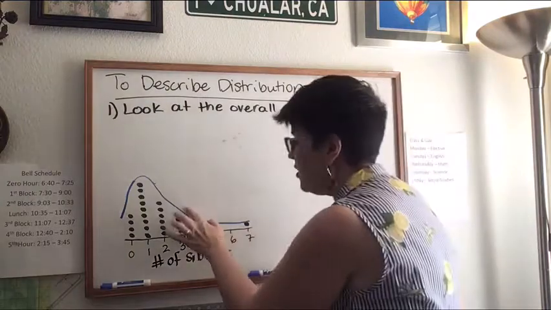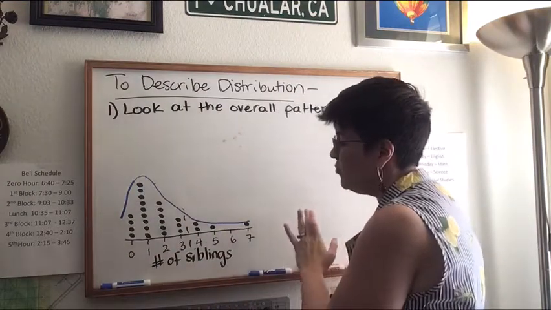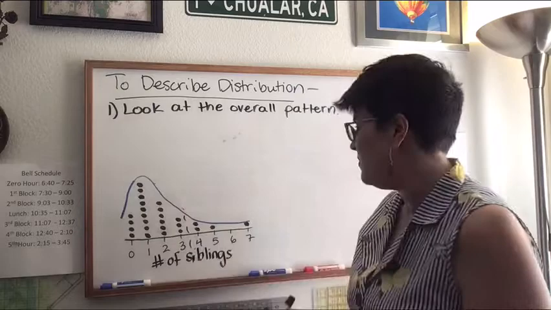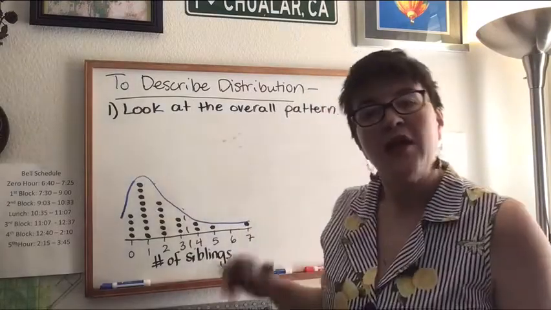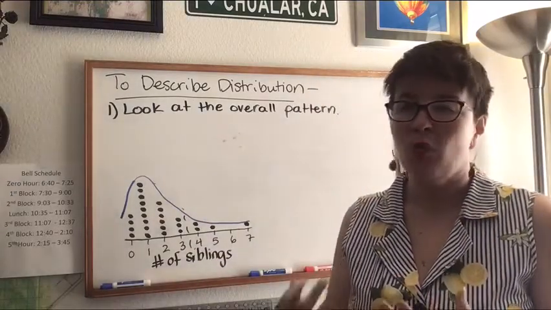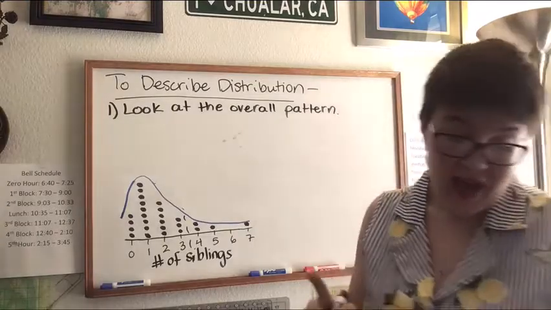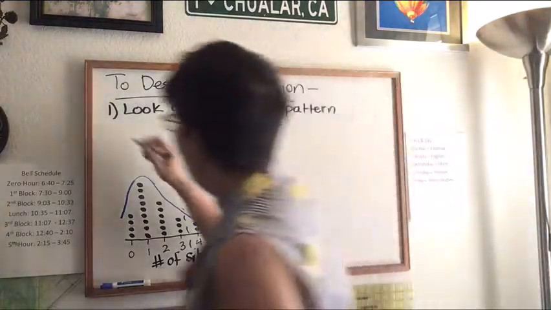Maybe you look at this one and you say, oh gosh, well, there's a longer tail off to the right, so this one is going to be right skewed. Okay, when we talk about a pattern, we're sort of talking about what the shape looks like. Then you want to look at any departures from the pattern.